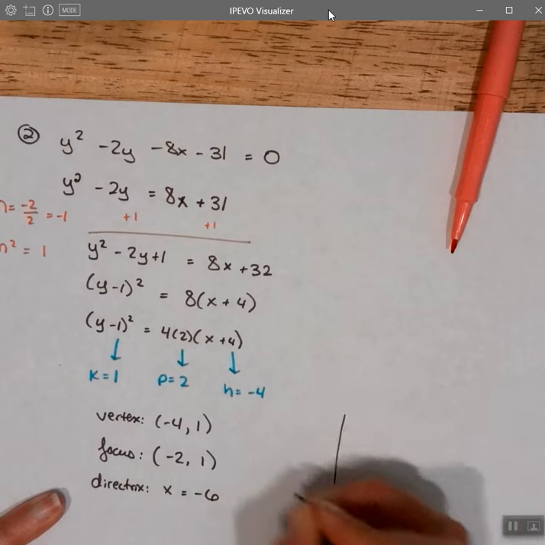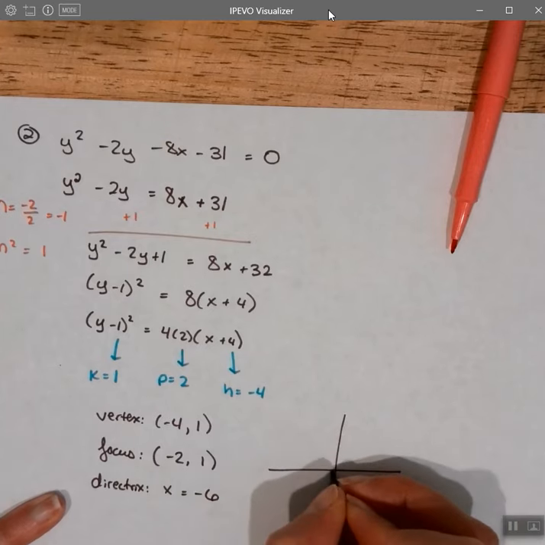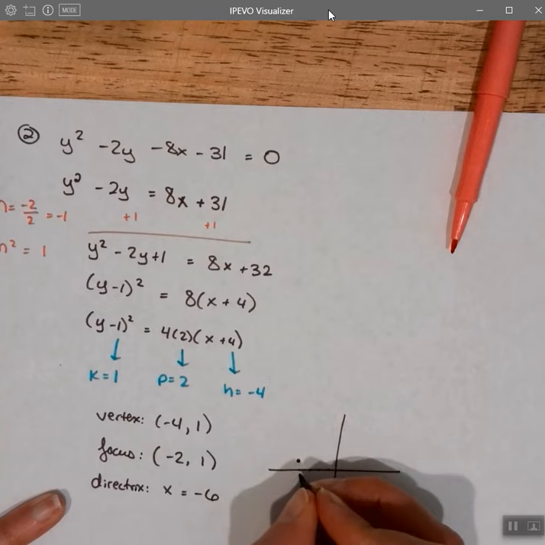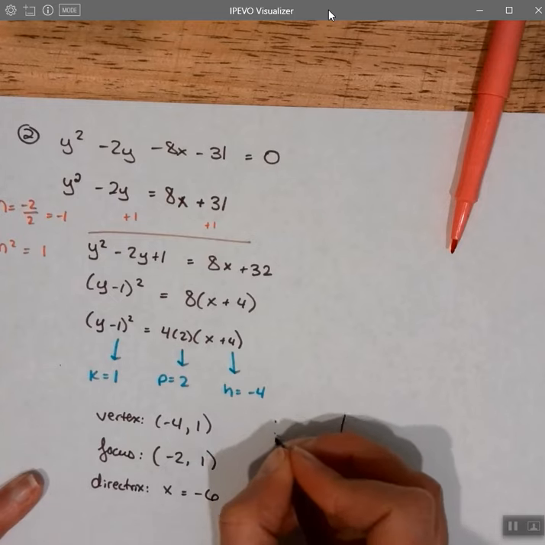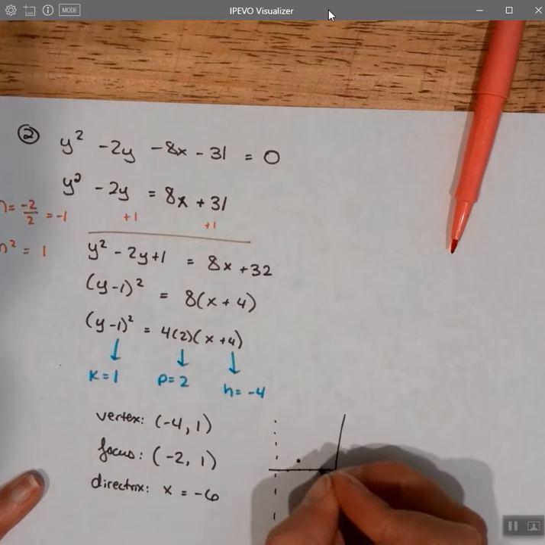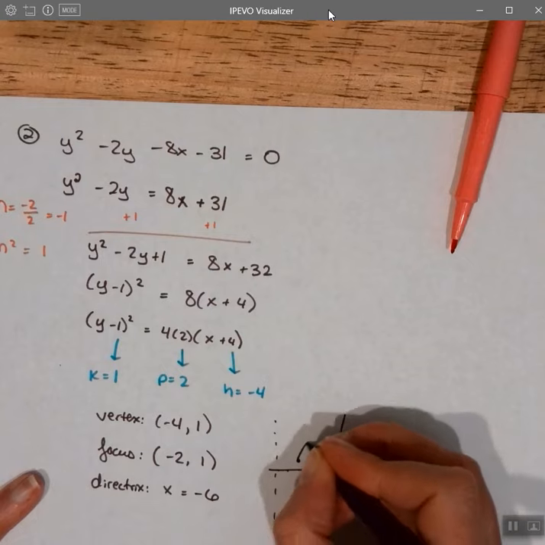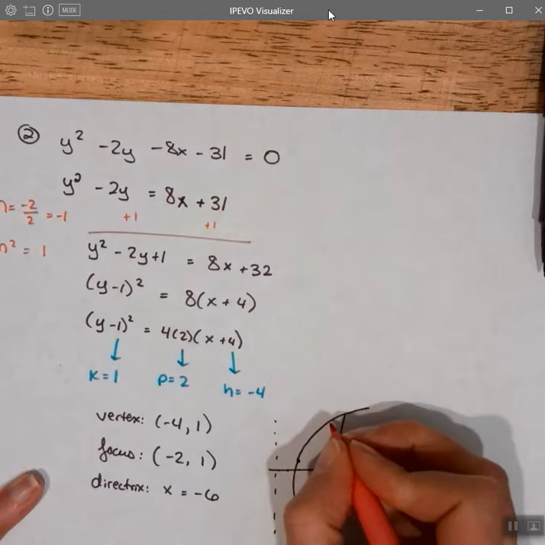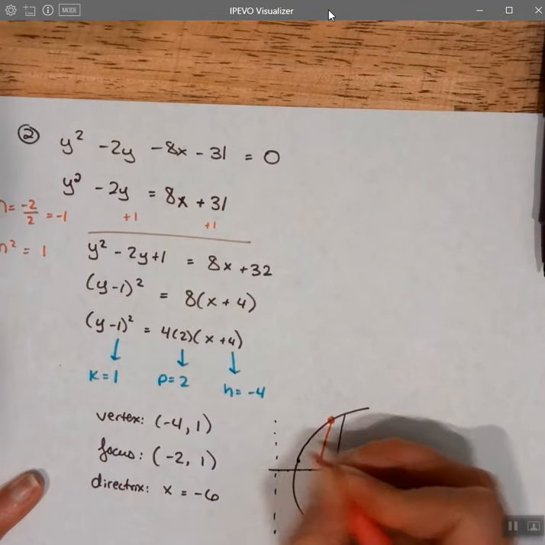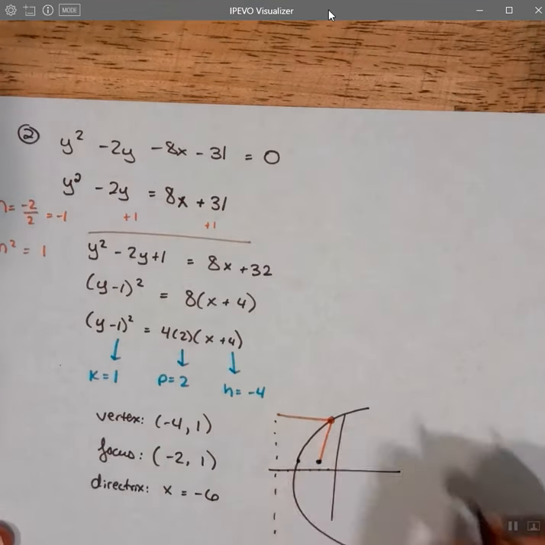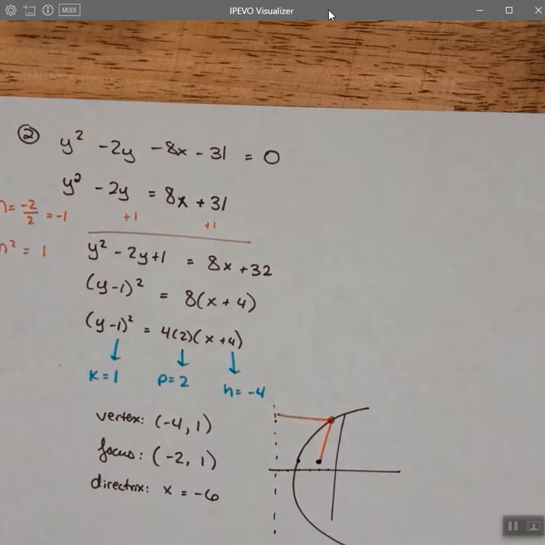So if I make a sketch of what this should look like, we've got negative 4, 1, and then we have negative 6 as the directrix. I drew that one first, and the focus at negative 2, 1, and so a quick sketch of that parabola. And again, at any point you should be equidistant between the directrix and focus, so hopefully that looks pretty close right there. We've got our focus on the inside, our directrix out here, and we're equidistant at any point.